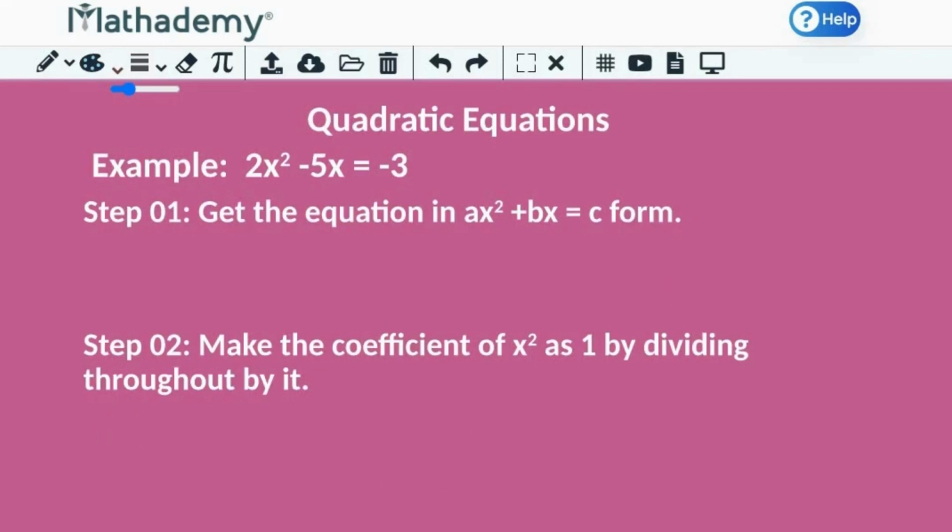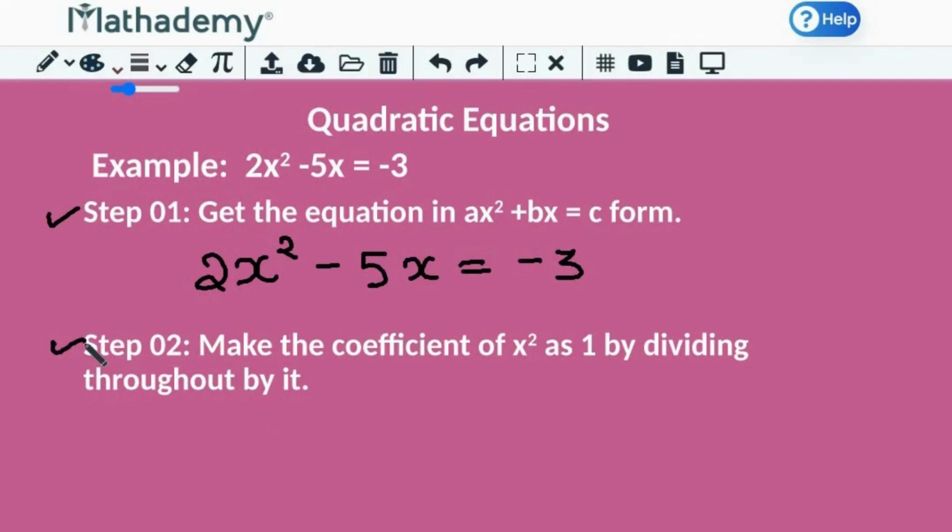2x² − 5x = −3. In the first step, we get the equation in ax² + bx = c form. That is, the constant term we keep on the right hand side. And in the example that we have, the constant term is already on the right hand side. So we use this equation.